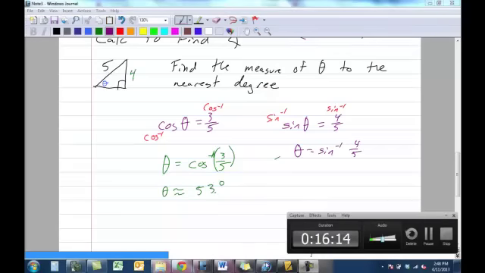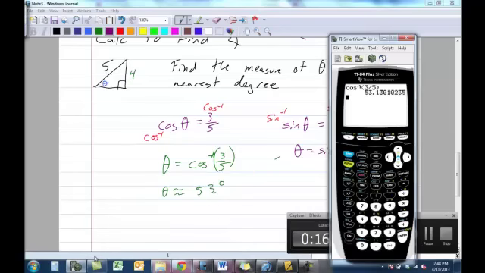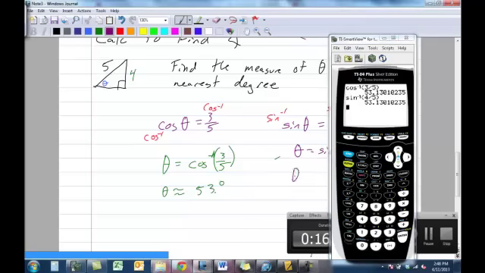Oops, I'm almost done, y'all. So you do the inverse sine of 4 divided by 5. Press enter. Get out of here! It's the same thing! Can you believe that? Oh my goodness, it's math and magic, right? Theta is approximately 53 degrees.